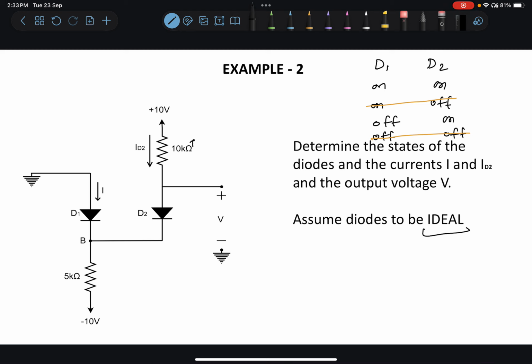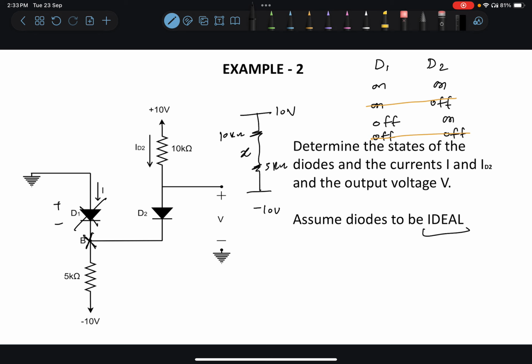So let us assume that D1 is off for the time being. Then, since D2 is on and D1 is off, the equivalent circuit that we have is something like this. This is 5 kilo ohms and this is 10 kilo ohms. And we wish to find the potential at B so that we can decide whether D1 is actually conducting or not. So let's say this potential is X.